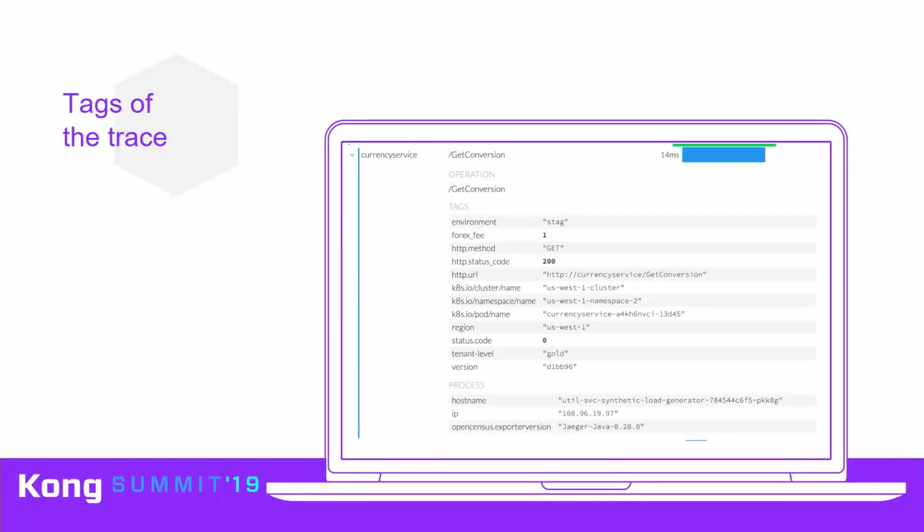So, similar to logs, like how you would log the version and all those things I was mentioning, you can put those as tags in a trace.